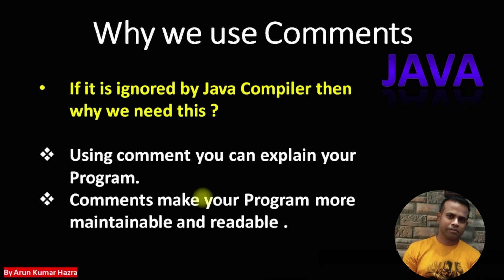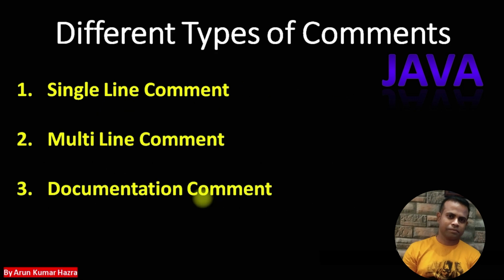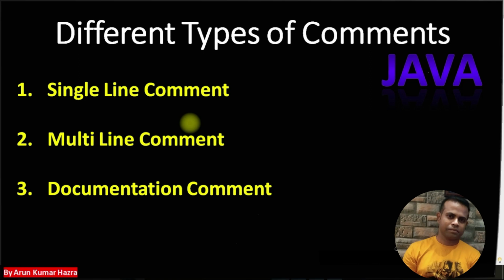I showed you how we can create a comment using a double slash. Similarly, in Java there are three ways to create a comment in your program. The first is the single line comment, for which I just gave an example using a double slash. The other two types are the multi-line comment and the documentation comment. Let's check all three comments in Eclipse with proper descriptions and definitions.